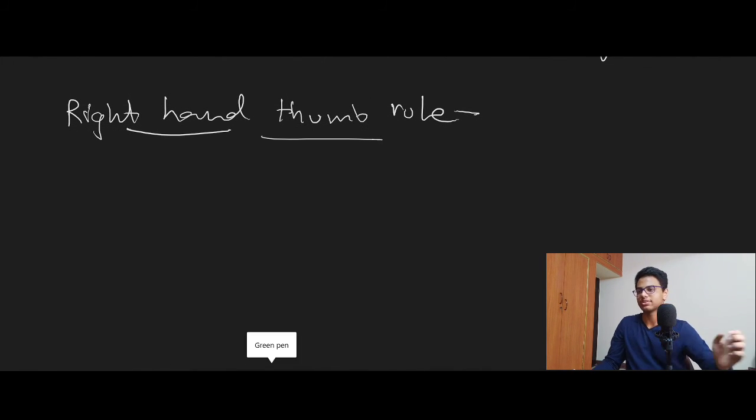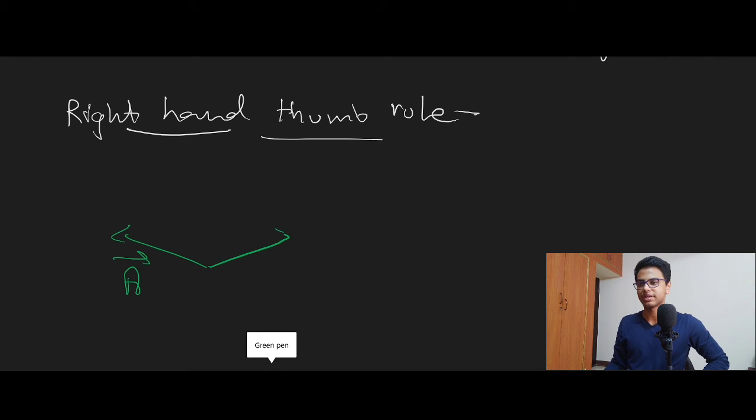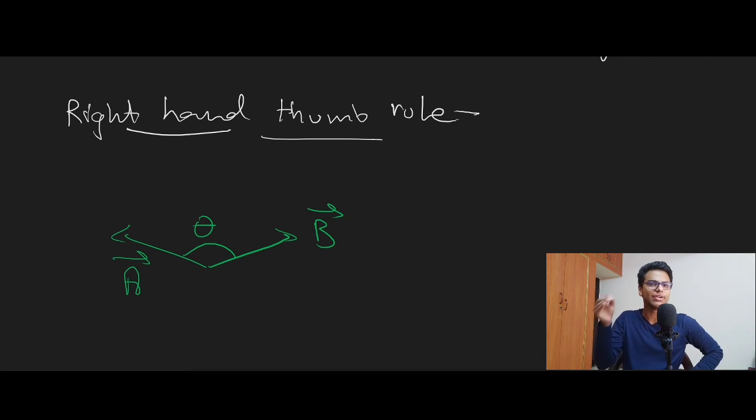So let's say we have r vector, something like this. You don't need to know what r vector is for now. Let's say we have a vector. Now let's say we have another vector, something like this, b vector. If this angle is theta, then we can find out the magnitude. We can clearly say that the magnitude is equal to mod a into mod b vector, of course, into sine theta, right? That's going to be the magnitude.